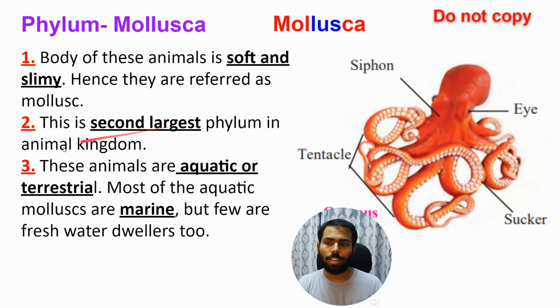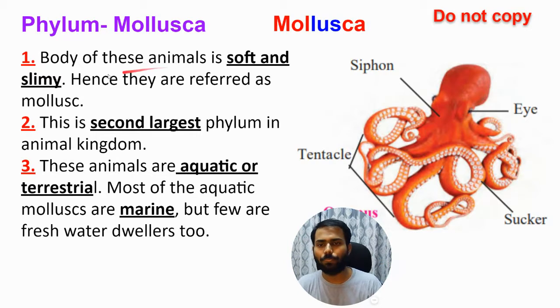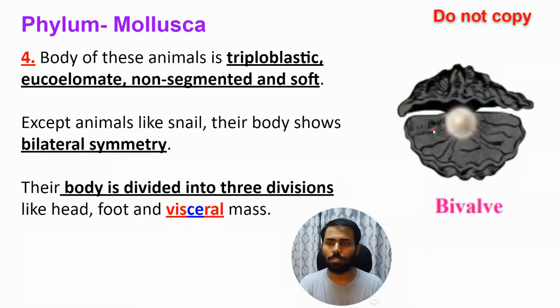This is the second largest phylum in animal kingdom. Okay, so mollusca के जो animals हैं वो भी बहुत ज्यादा नंबर में हैं. ओके, सबसे ज्यादा arthropoda के animals होते हैं, उसके नीचे सबसे ज्यादा mollusca के animals होते हैं. Okay, these animals are aquatic and terrestrial, या तो पानी में मिलेंगे या तो land पे मिलेंगे. Most of the aquatic molluscs are marine. Okay, marine यानी sea water में मिलेंगे, but few of them are fresh water dwellers too. Fresh water यानी lakes and rivers में भी मिल सकते हैं. Okay, so one of the examples is octopus.